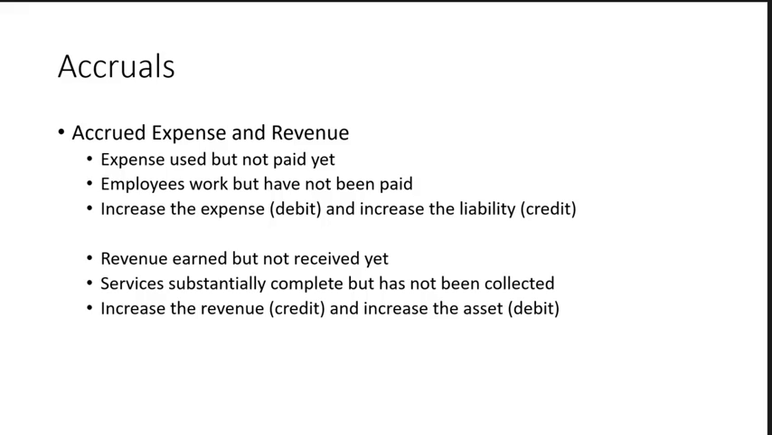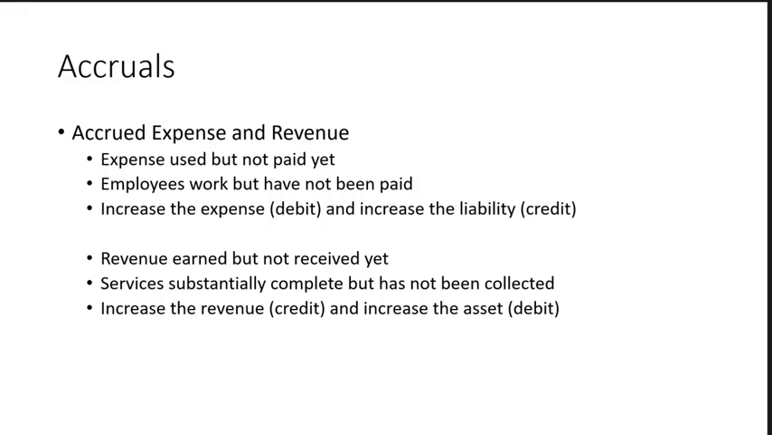So if they've worked in May, and even though we don't pay them till June, because there's always a delay in when we pay our employees, right? We have to increase the expense with a debit and increase the liability with a credit in the month that they worked, in May. All right? So that's what's called an accrual, because we're recording that we owe that even though we haven't paid, because we haven't paid it yet.